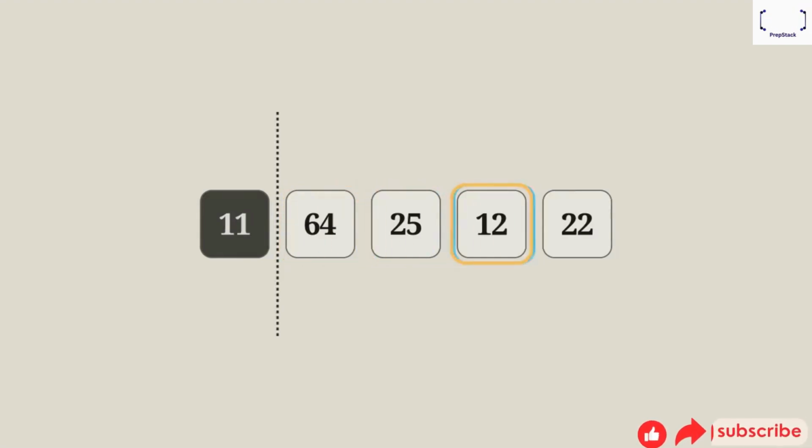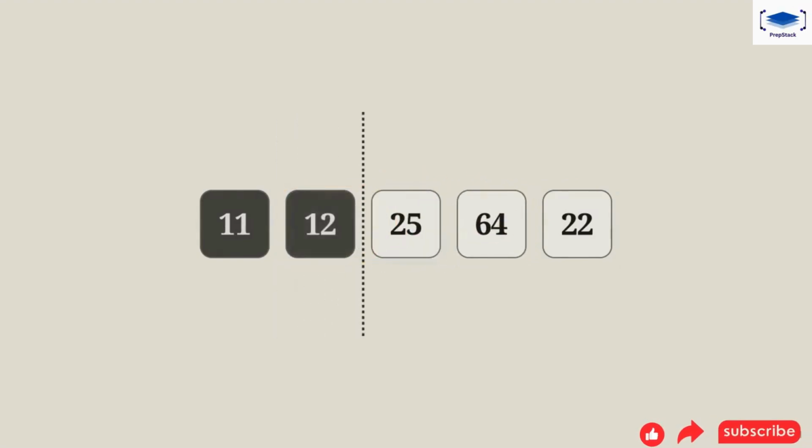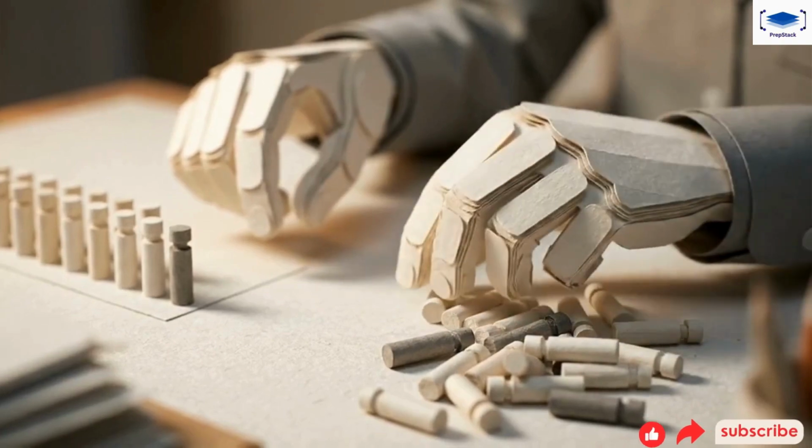This is the mechanical rhythm. For every position filled, we perform a fresh scan of everything left on the unsorted side. On the fourth pass, only two elements remain. 25 is the minimum, and since it's already at the front, nothing moves. The wall just shifts. The final remaining number is sorted by default, and the work is finished.